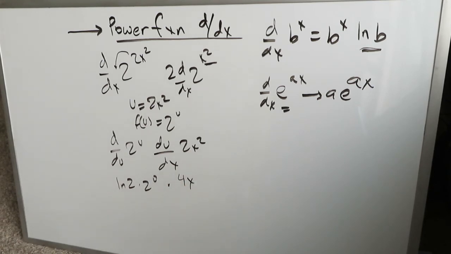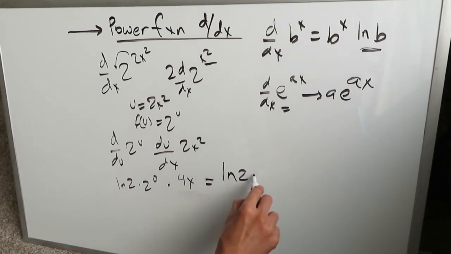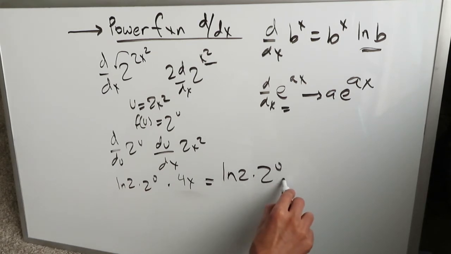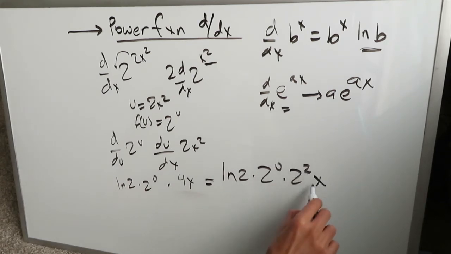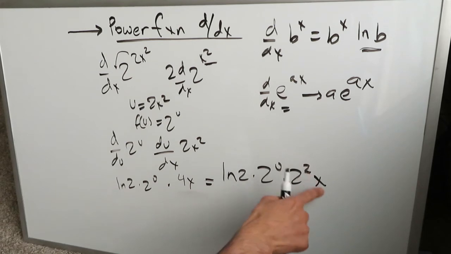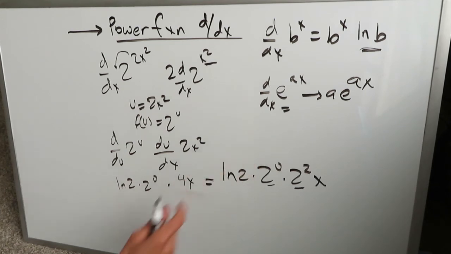Now look over here. This is the interesting part. You can rewrite everything over here. The 4x term, you can rewrite using bases of 2. Look, natural log 2 times 2 to the power of u times 2 squared x. You see this 4 is a 2 squared, but times x. Now you've got a like term over here and a like term here. You can combine them together, but you still have to resubstitute for u.